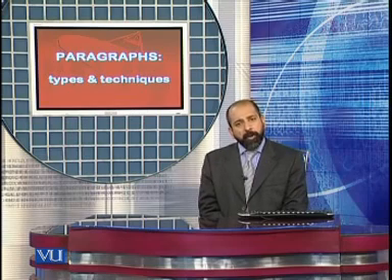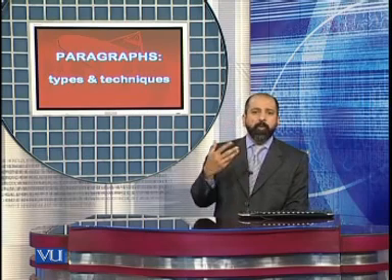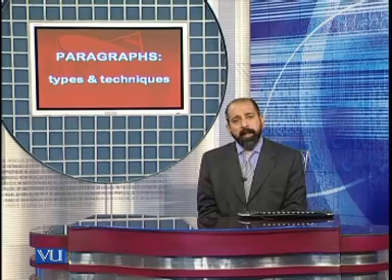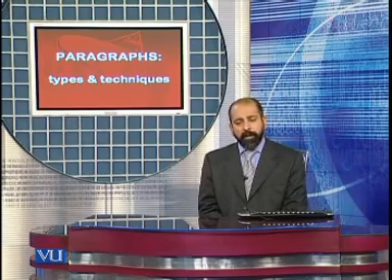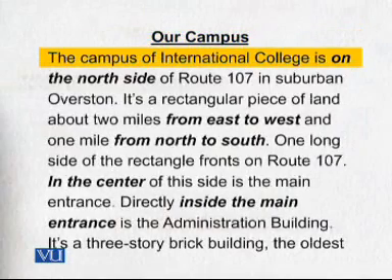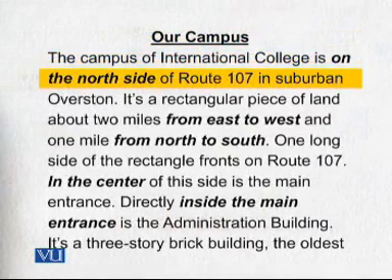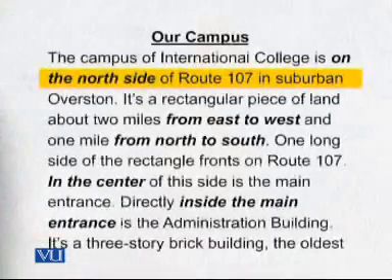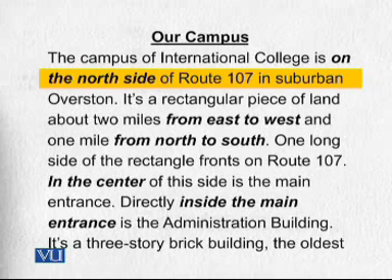Now, one more example for you, and then we'll move towards multi-paragraphic texts. Before this, one example. Our campus. The campus of International College is on the north side of the Route 107. Now, please, when I read this for you, you just focus on the same spatial order words and phrases which we actually use, like on the north side.